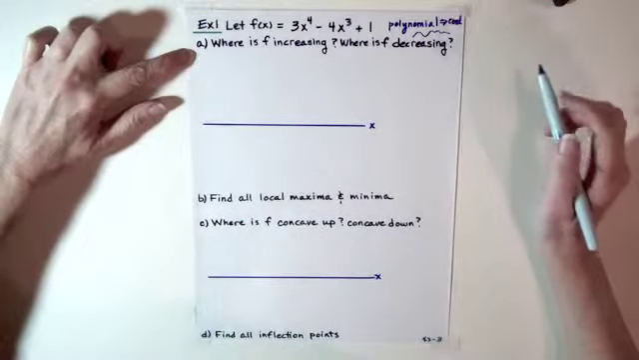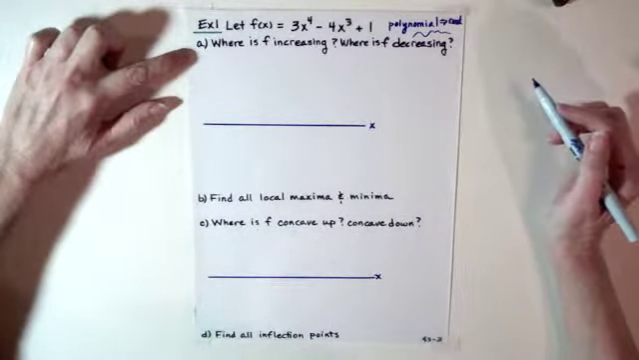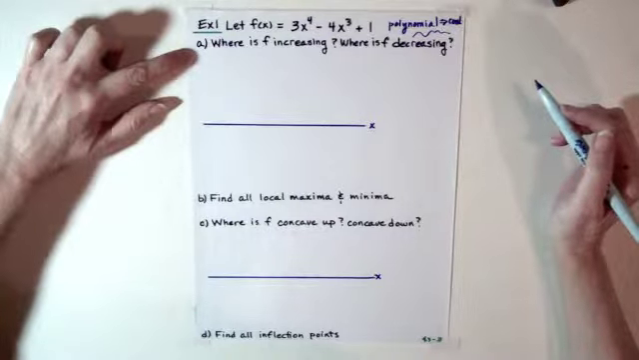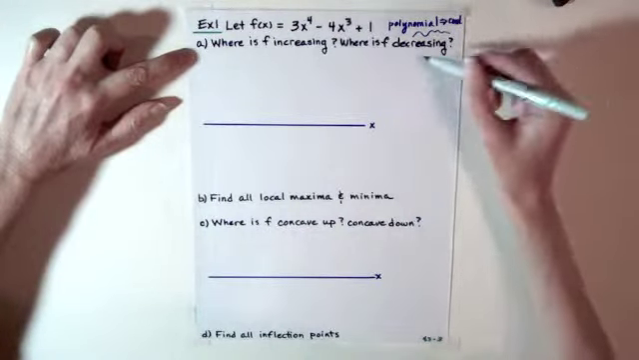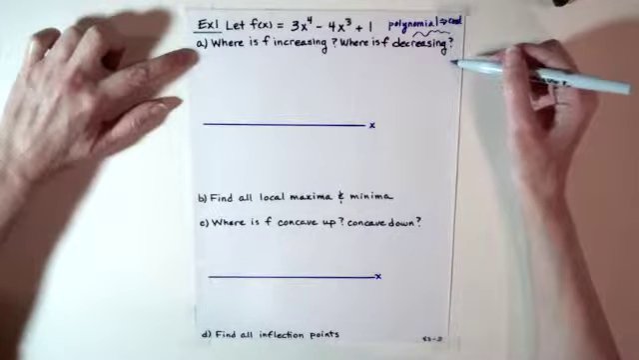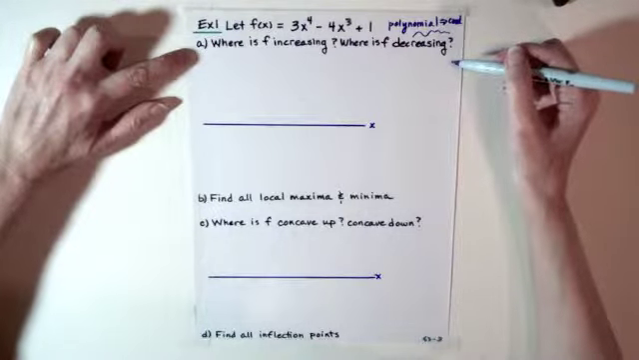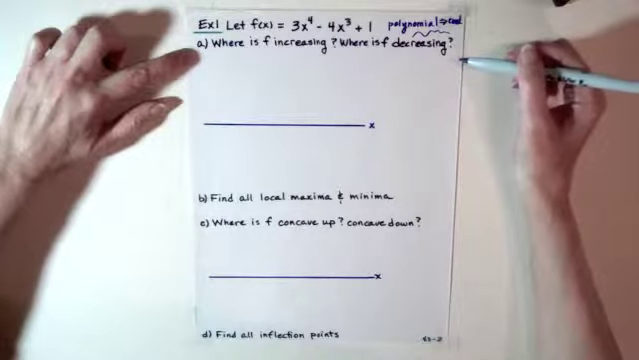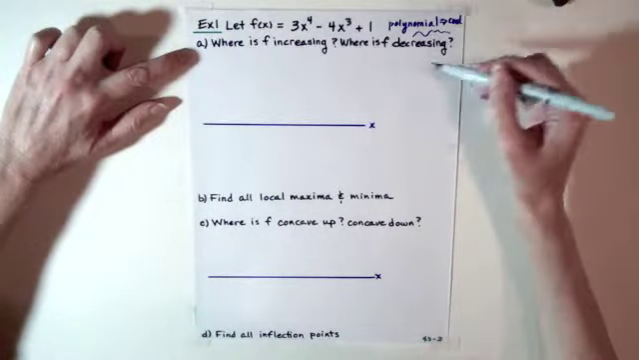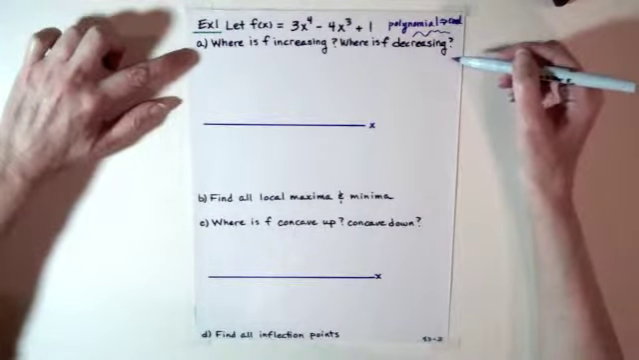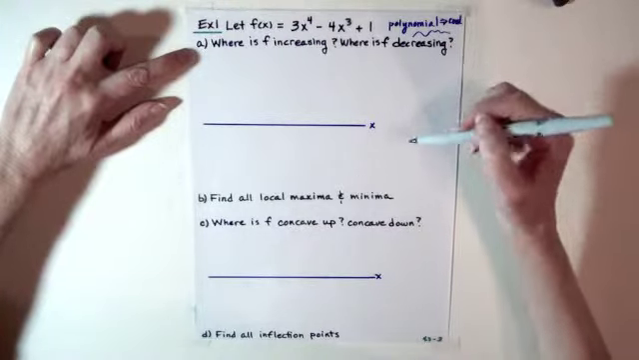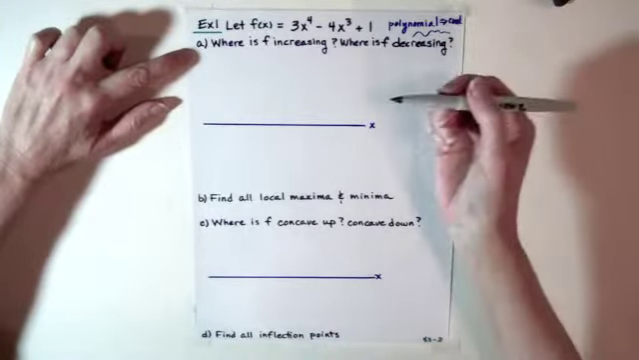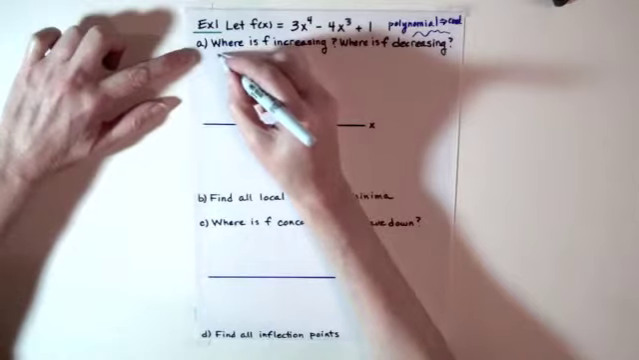But what we're concentrating on right now is just part A in all of our examples. Part A says, where is f increasing, where is it decreasing? When we say where, again, we mean on what x interval is it increasing, and on what x interval or intervals is it decreasing. Well, to decide where f is increasing or decreasing, really all we have to do is look at its derivative and at the sign of that derivative. So let's go ahead and find the derivative of our function.